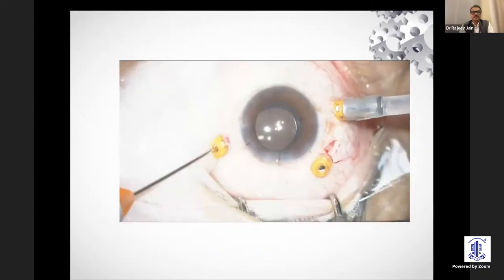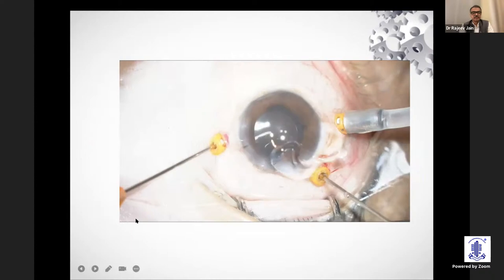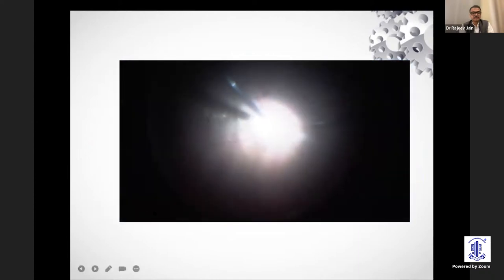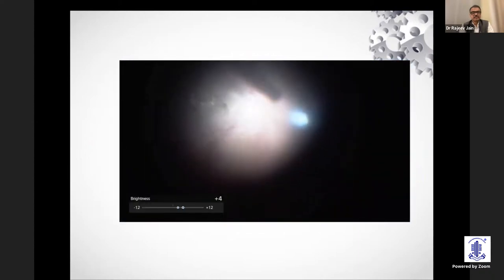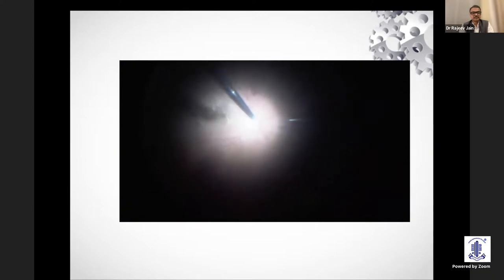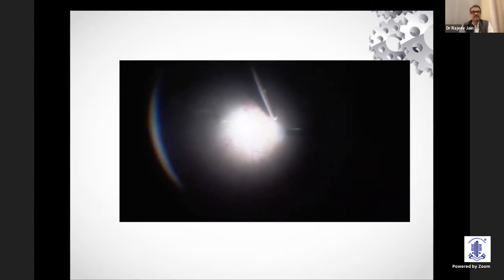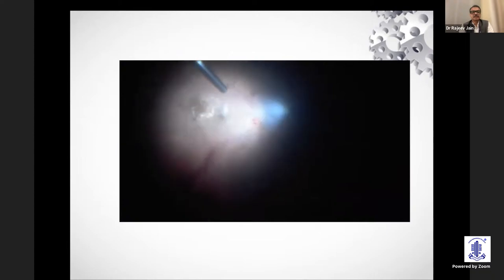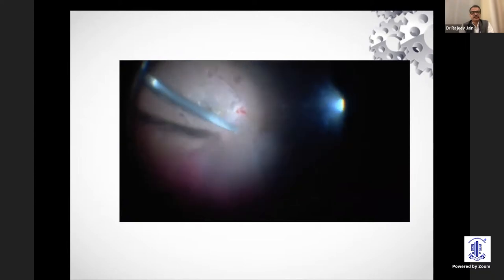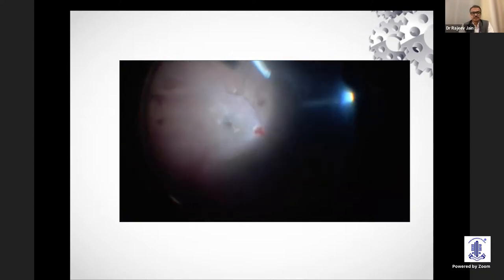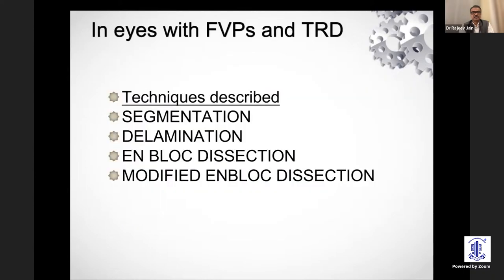You go in, just remove the vitreous, do a good peripheral check, do the endolaser, put air. And in eyes with the fibrovascular proliferations and TRD, we use all these techniques of segmentation, delamination, en bloc.